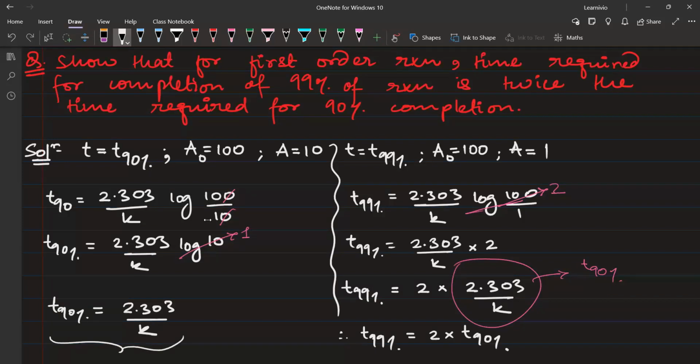For T99, A naught will be 100, A will be 1. So T99% is equal to 2.303 divided by K log 100 upon 1, and log 100 is 2. So I can write T99% as 2.303 divided by K into 2. Now if you just rearrange a bit, you will get 2 into 2.303 divided by K, which is nothing but T90 percentage. So T99 percentage is equal to 2 into T90 percentage. Okay, so this is a very important question.